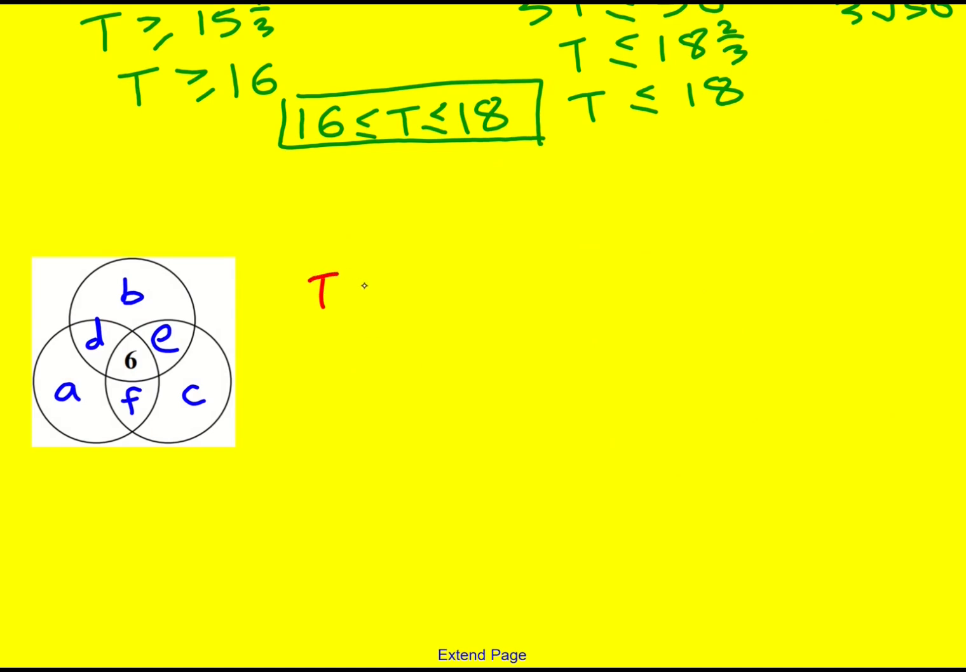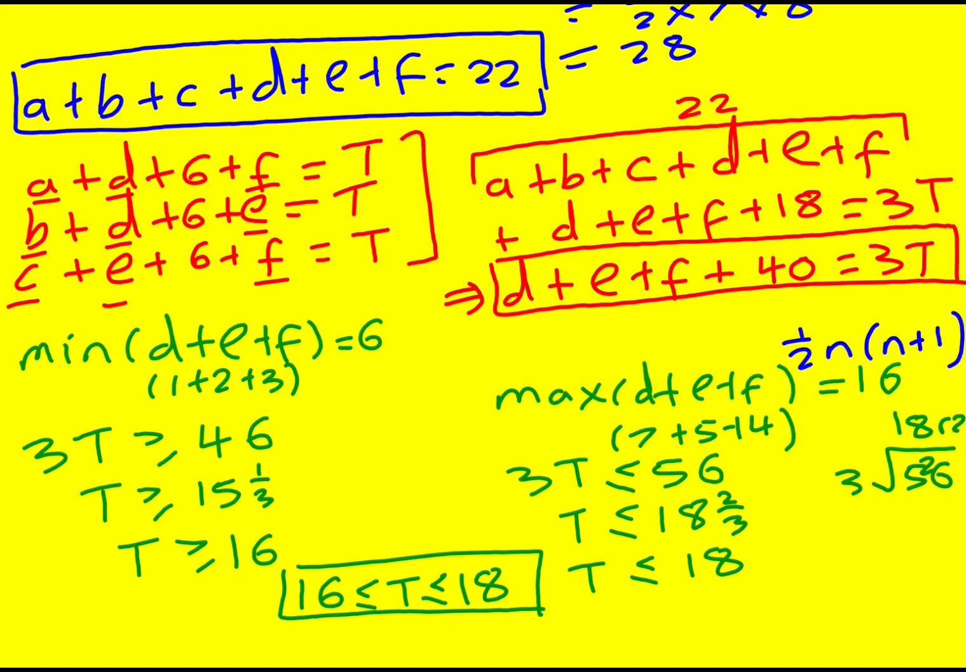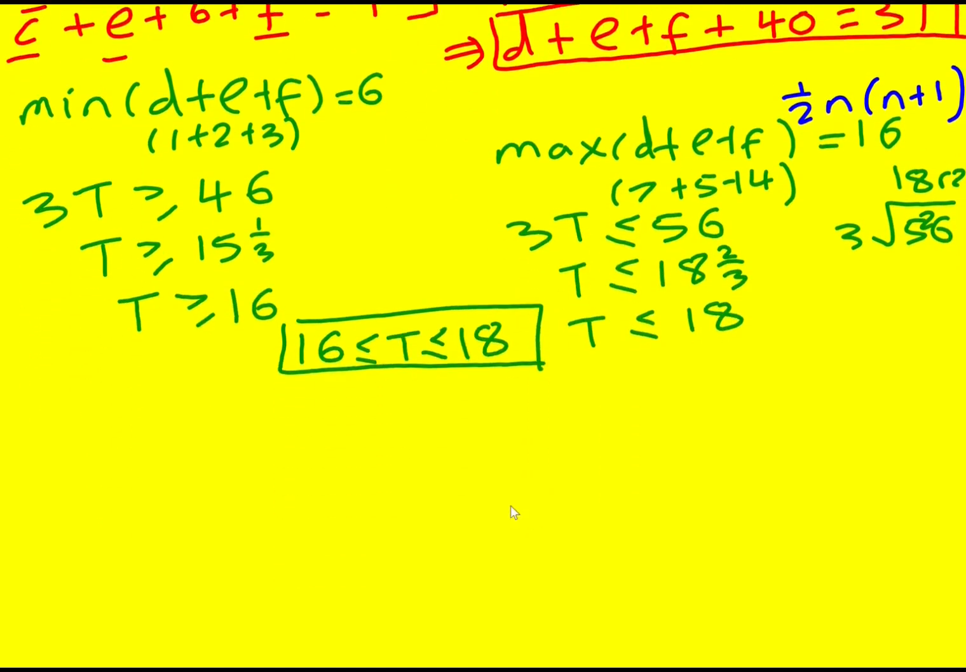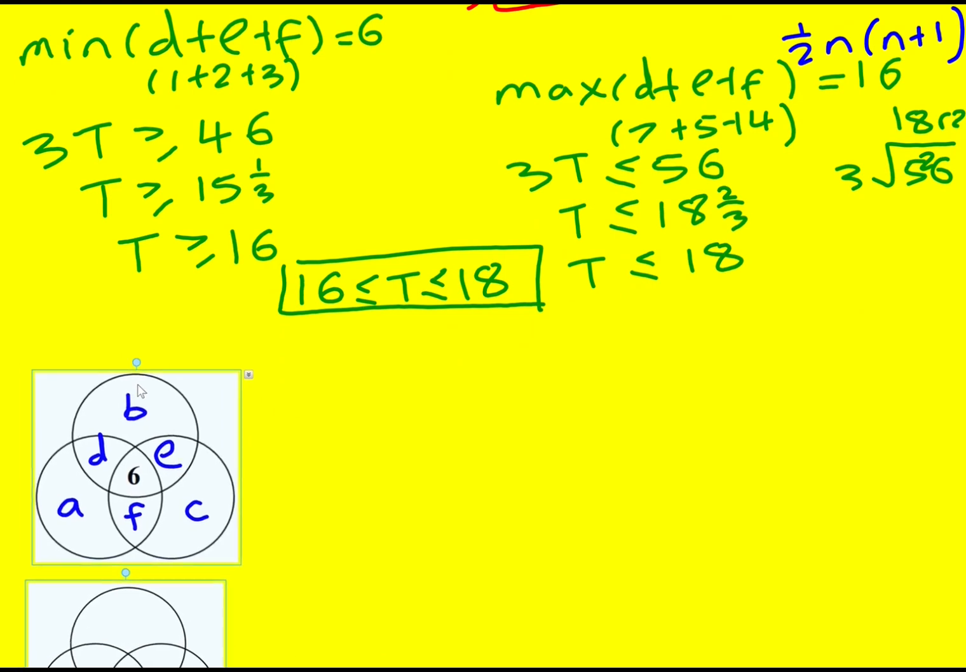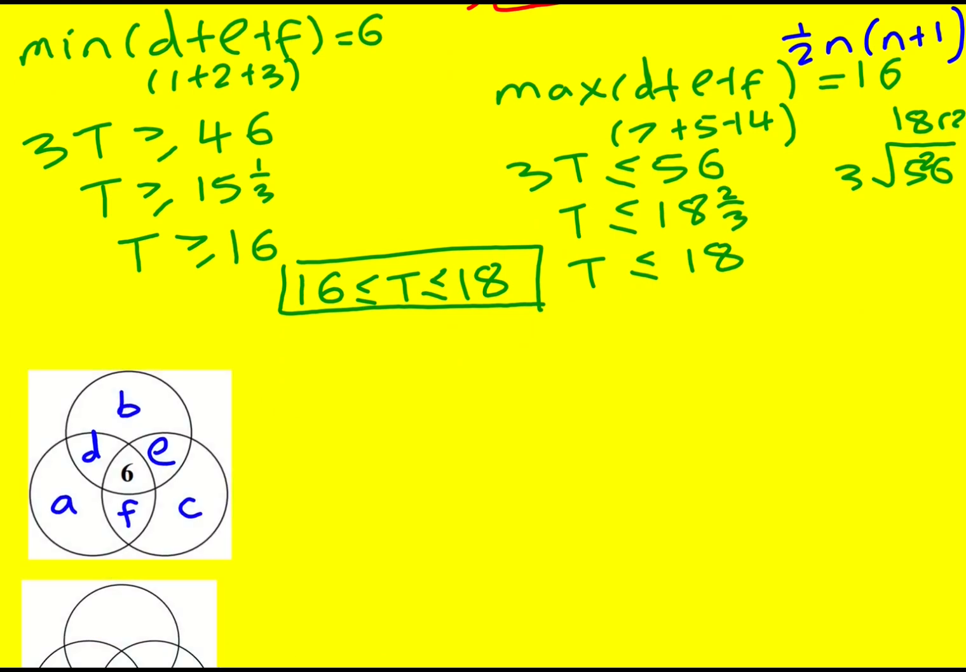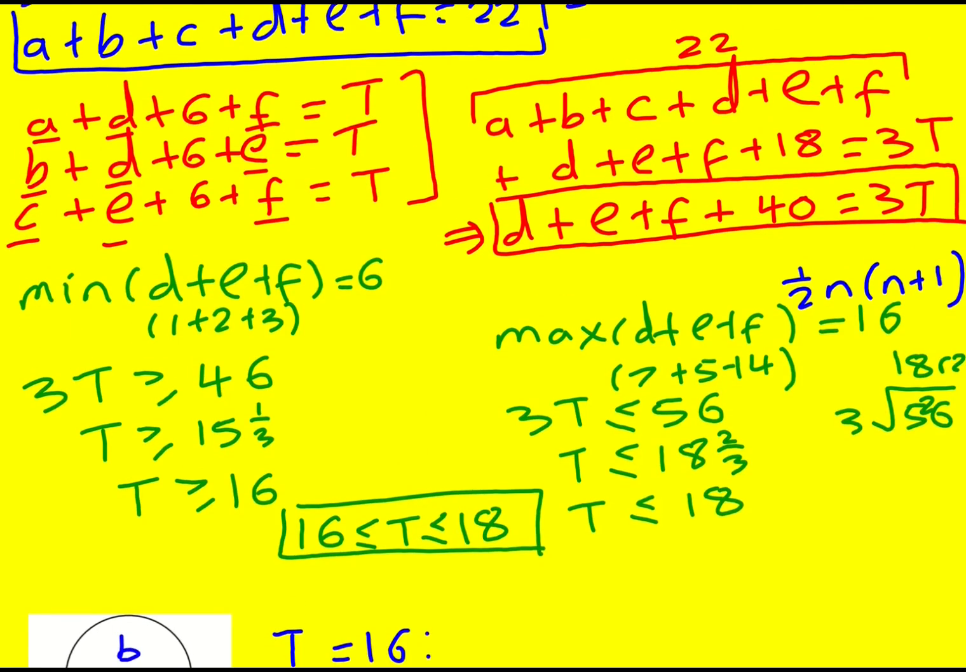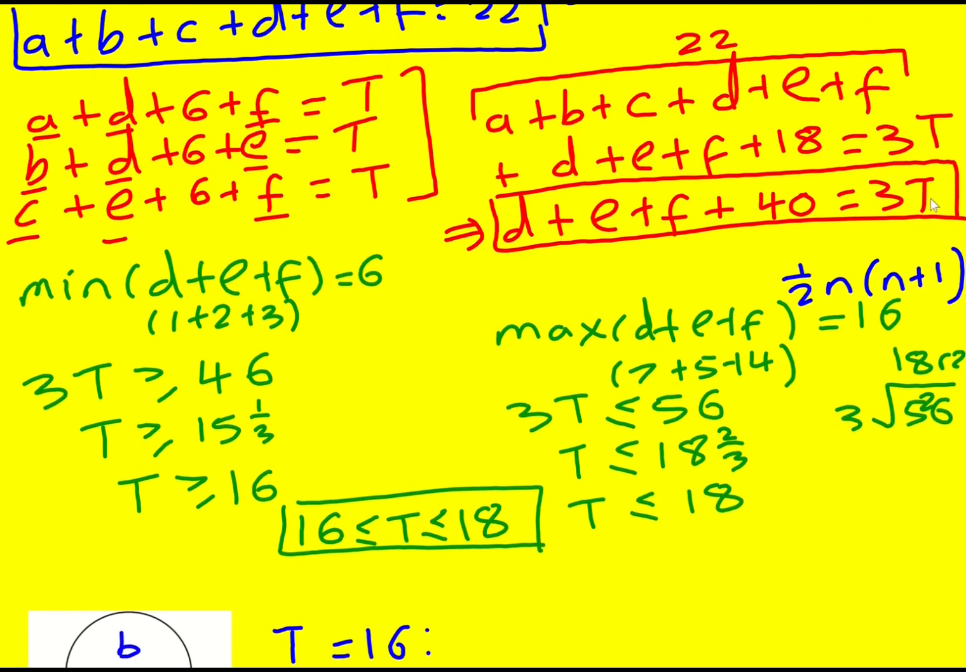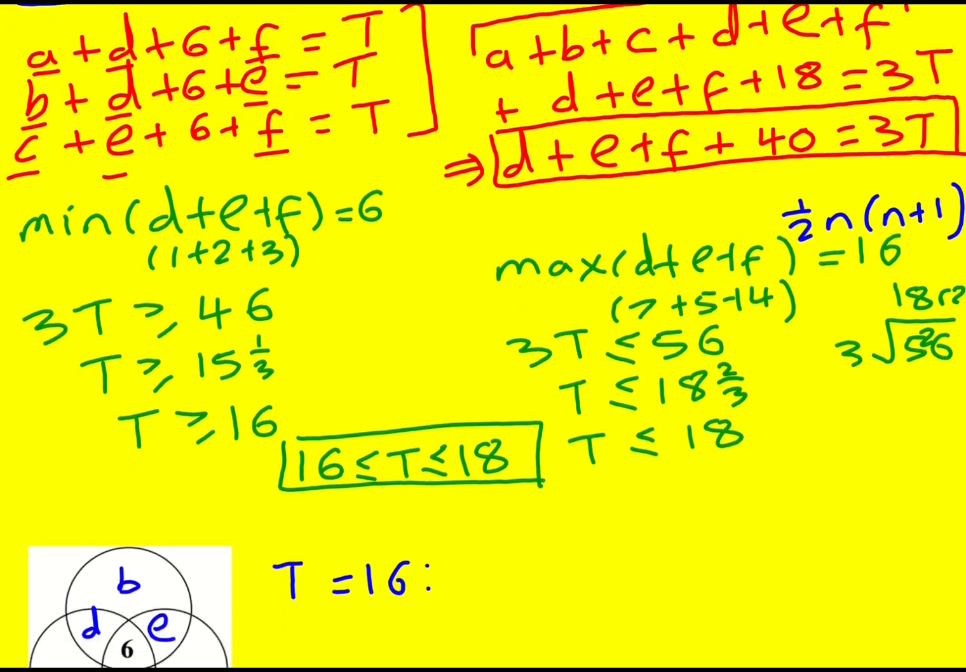So first up, t equals 16. That means that A plus D plus F must equal 10. First of all, I'm going to take a look at t equals 16. Then what I'm going to find is that 3t is 48, minus 40, so D plus E plus F has to equal 8.